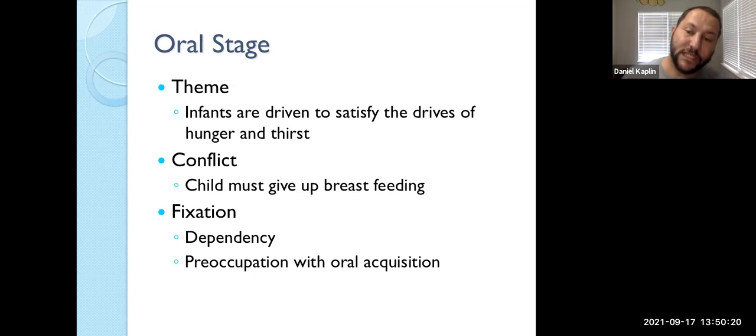An oral fixation might be biting your nails, right? Might be chewing on a pen or a straw, might be an eating disorder or a substance use disorder, and so forth. All of these orally related tendencies, Freud would argue, are related to an oral fixation.